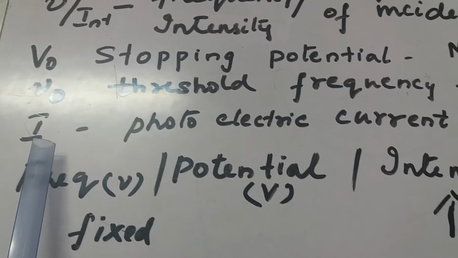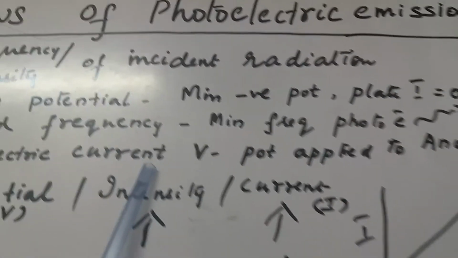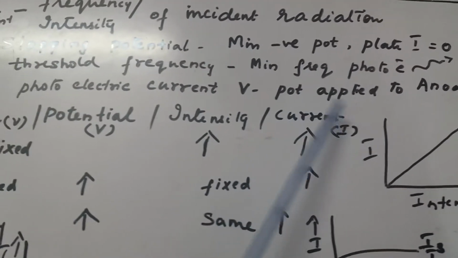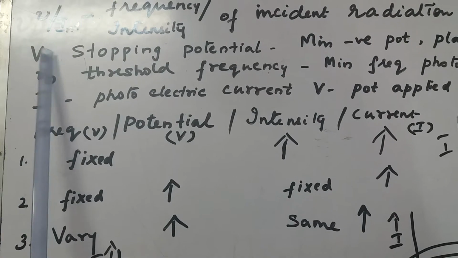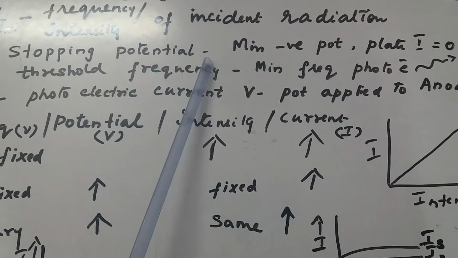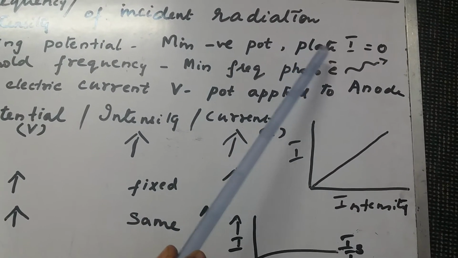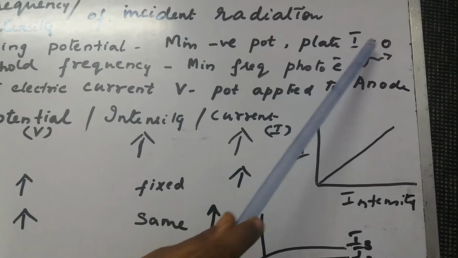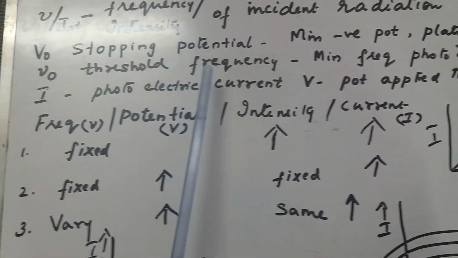The other terms are I, the photoelectric current due to the photoelectric emission, and V, the potential applied to the anode. We also have V0. V0 is nothing but the stopping potential. The stopping potential is nothing but the minimum negative potential applied to the plate for the photoelectric current I to be equal to 0. Nu naught is the threshold frequency.